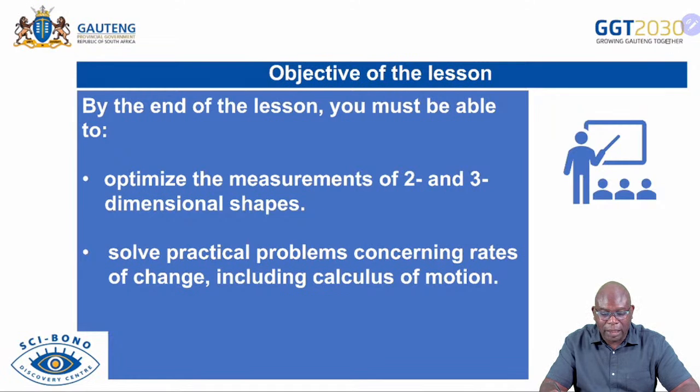Today's lesson objective is by the end of this lesson, you must be able to optimize the measurements of 2D and 3D shapes. So in other words, we're going to do the maxima and the minima. Remember when you were doing cubic functions, you also did the maxima and the minima. So we're going to now deal with 2D and 3D shapes. Number 2, you need to be able to solve practical problems concerning rates of change, including the calculus of motion. So at the end of the day, you must be able to do the two.